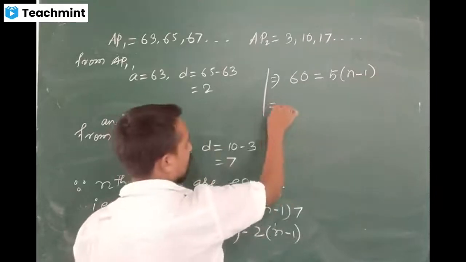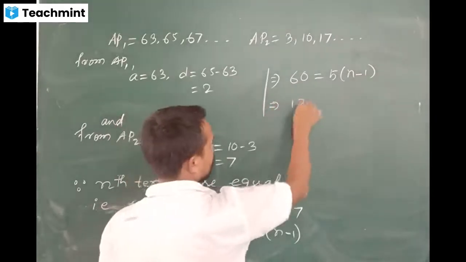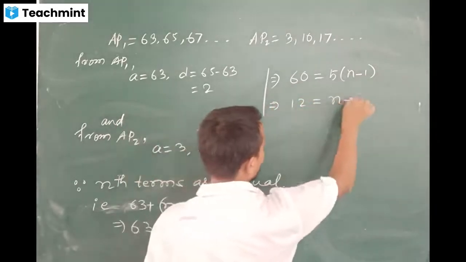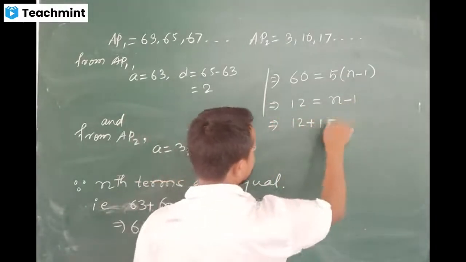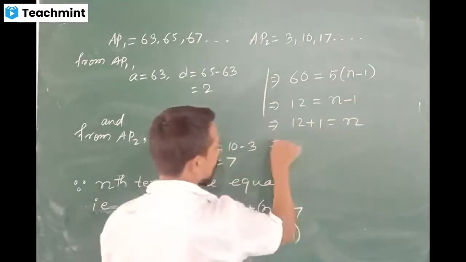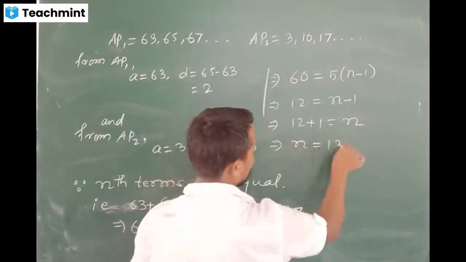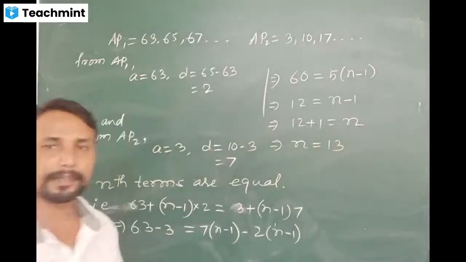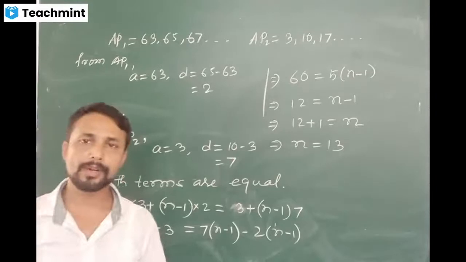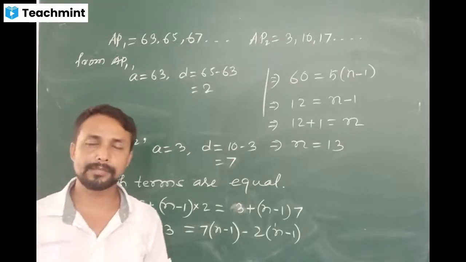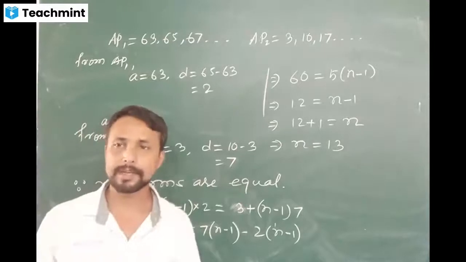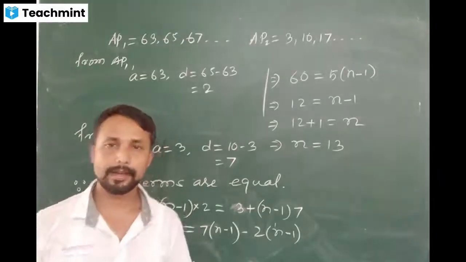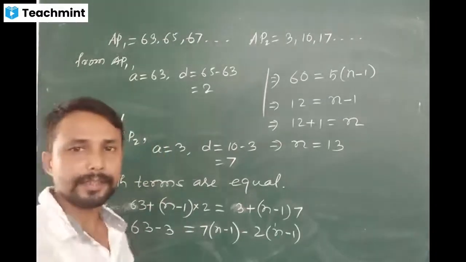We can cancel both sides by 5: 12 equals n minus 1, or 12 plus 1 equals n, so n is equal to 13. Therefore, it is the 13th term. The required value of n is 13.